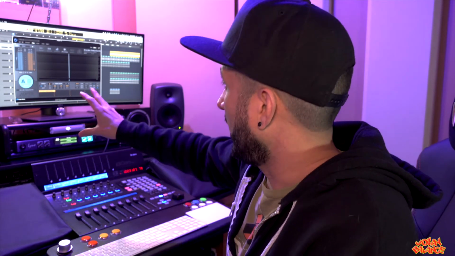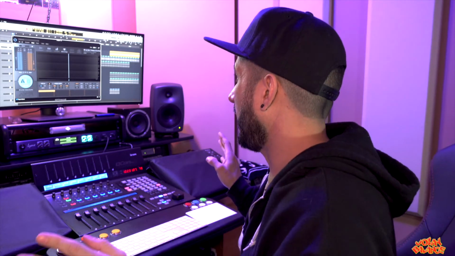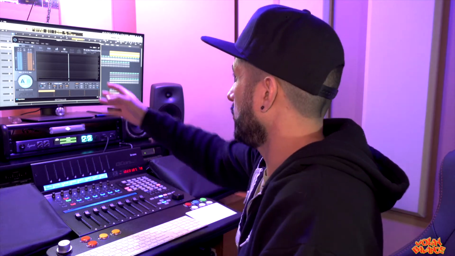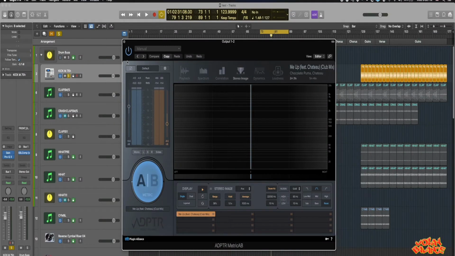But there's nothing worse than finishing an entire track and then having a boatload of problems that you don't know where to start, you don't know where to look. So my advice, so you could get yourself up and running in the cleanest, most effortless way, is that you use a stereo image analyzer and make sure that you pay attention.